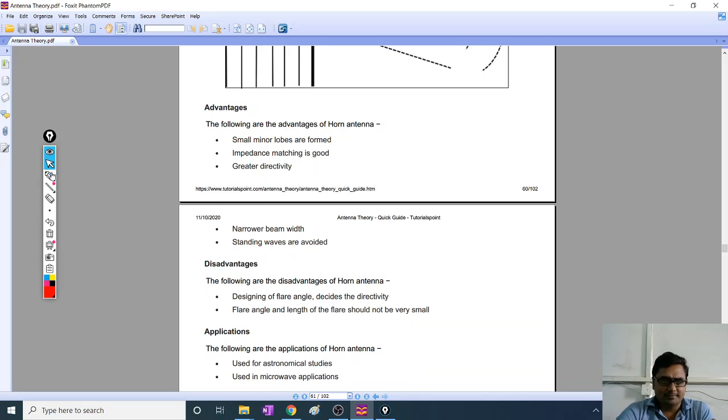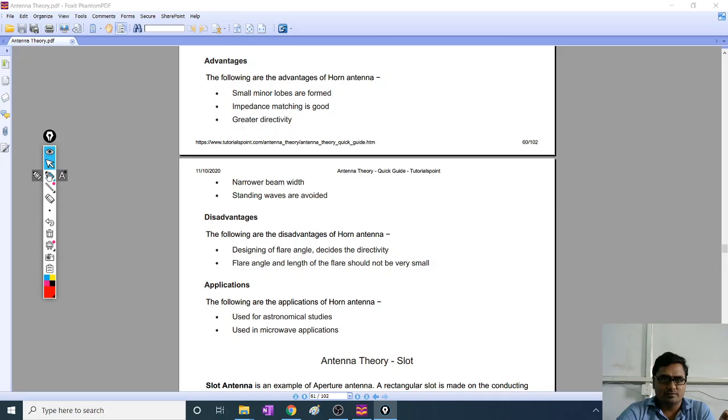So we are not going into that, but we will definitely see what are the advantages and disadvantages as well as the applications. So let's have a look at advantages. What are the advantages? Small minor lobes are formed. The horn can form a large main lobe and very small minor lobes are there because it is highly directive. So impedance matching is good and it has greater directivity. Those are some benefits I am getting from the horn antenna.